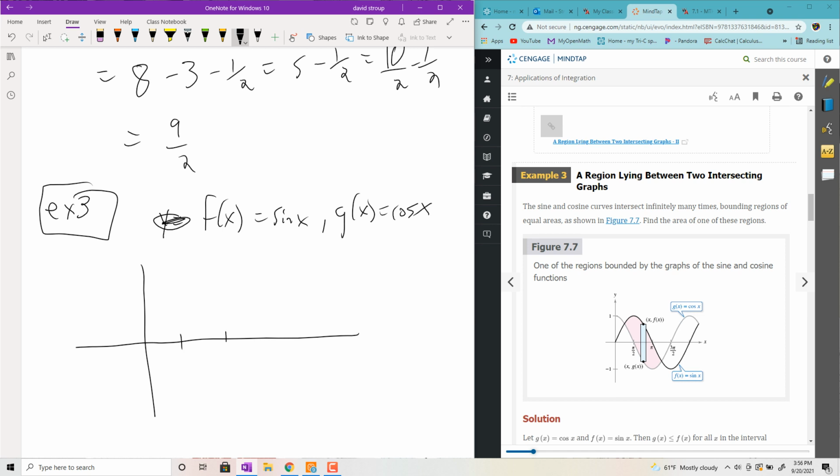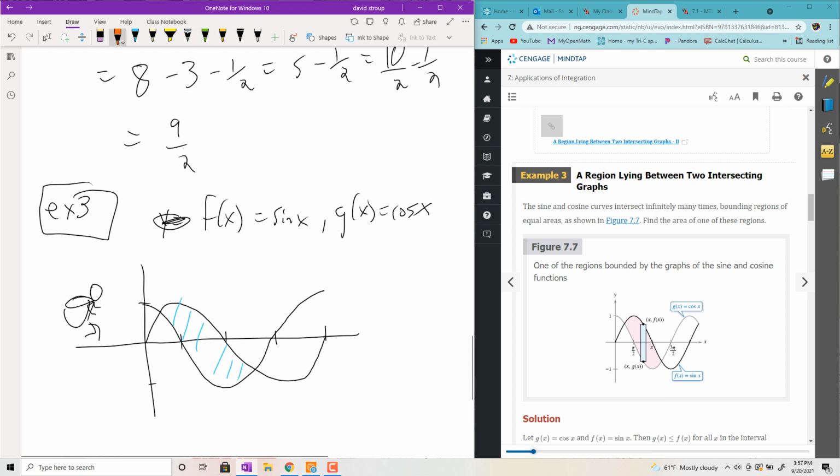So pi over 2, pi, 3 pi over 2, 2 pi. So sine starts at 0, goes up, comes back down like that. And then cosine starts at 1 and then does one of these jobs. Okay. So we want to find this region here. Sort of remind yourself of the Riemann man running, collecting these rectangles. Let's put a rectangle in there. So the top curve looks like it's going to be the sine of x, and then the bottom curve is going to be the cosine x.